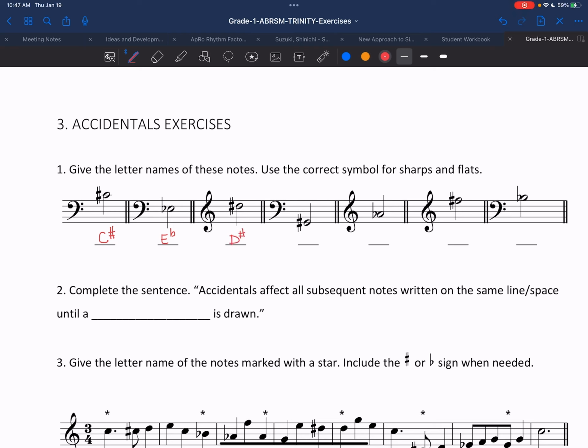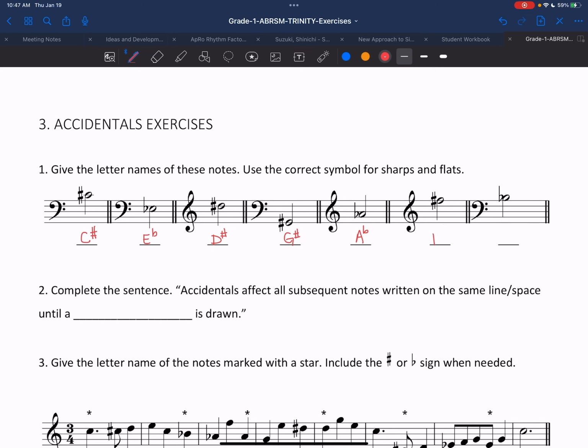The next answer is G sharp because we're in the bass clef. In the treble clef, this is an A flat. Then in the treble clef again, this is an F sharp. And finally, in the bass clef, this is a B flat. So again, that should be C sharp, E flat, D sharp, G sharp, A flat, F sharp, and B flat.